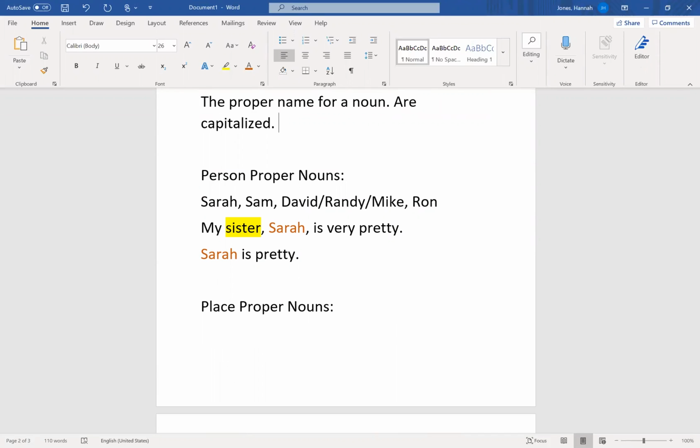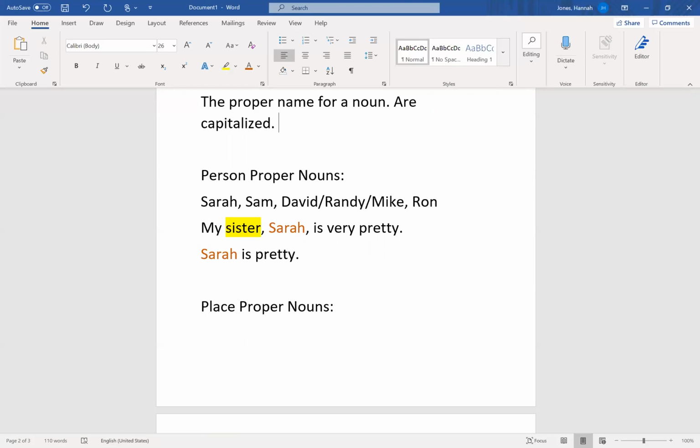Your sister's name, your brother's name, your teacher's name, all capitalized. Then the specific name of a boat. Let's say you named your boat something crazy. I have a friend whose boat's name is Sia. So those would be capitalized. The special names of parks like Disney World or Disneyland, which we really wish we could go to right now, those are capitalized and those are the proper names.